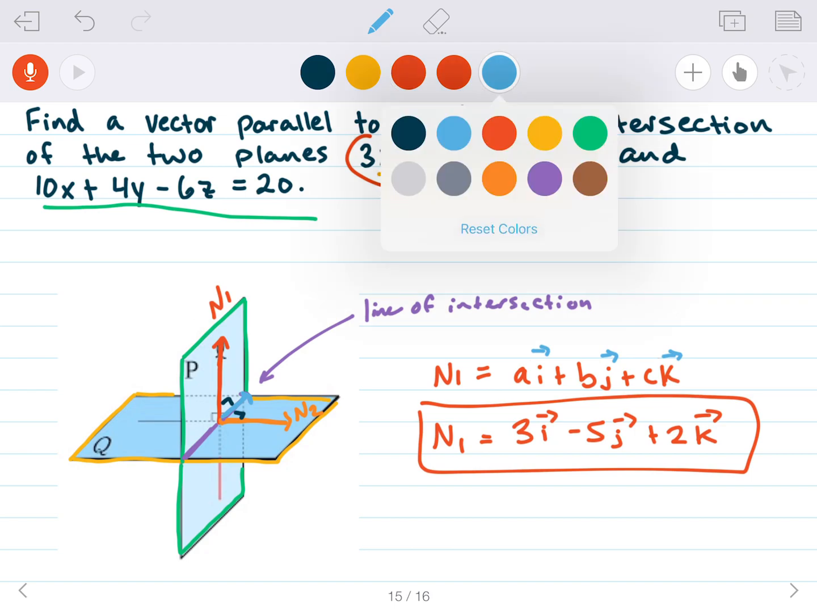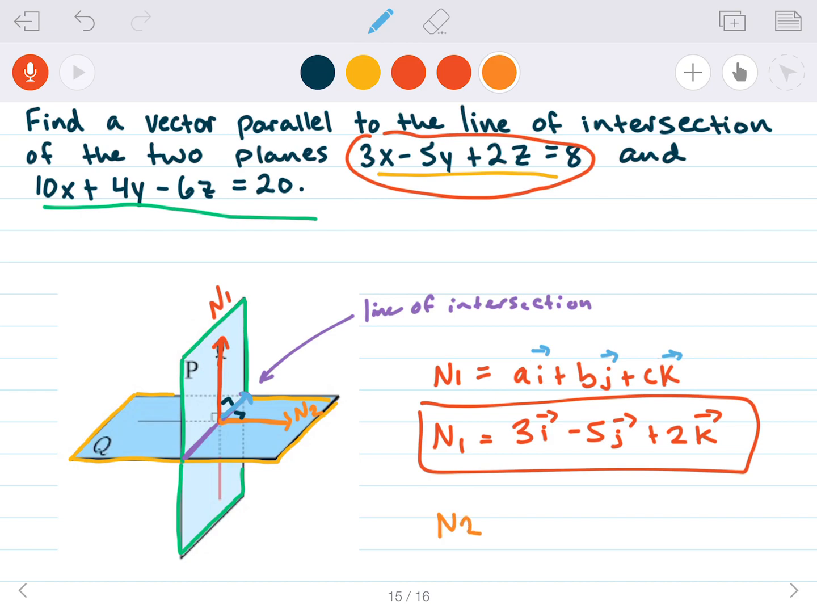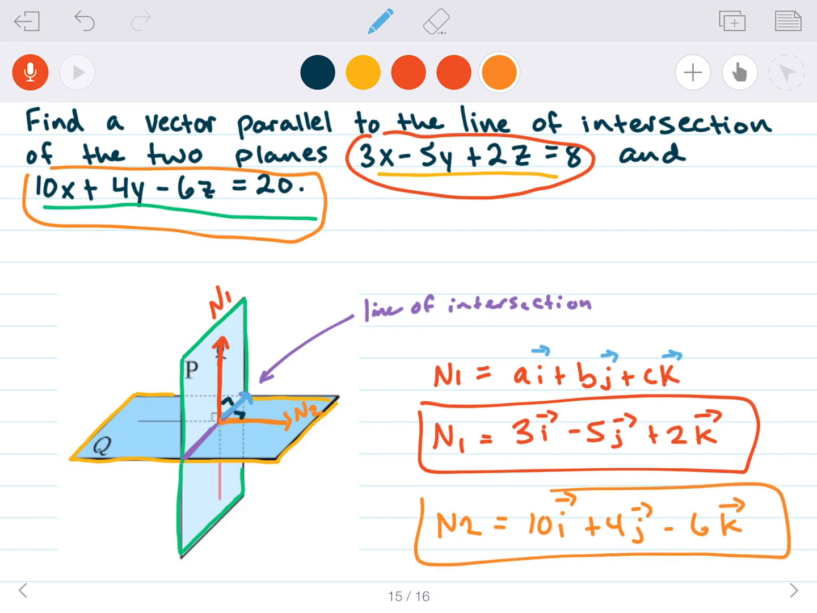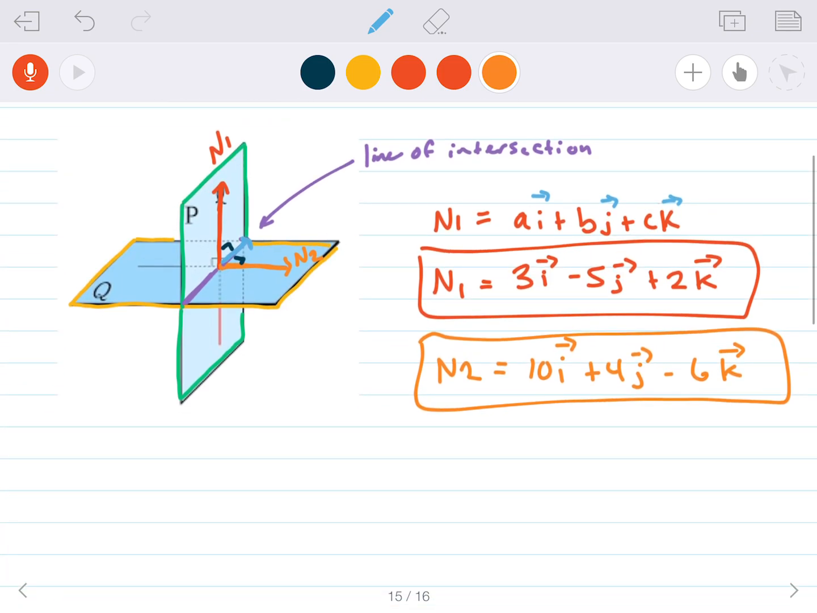Now for N2, same idea. This time we are looking at this plane, right, because it's normal to this green plane. And so for N2, we have 10i plus 4j minus 6k. Okay, so now the idea is that we take the cross product of these. And again, the cross product is just spitting out a vector that is perpendicular to both of those guys. And so it's going to be parallel to the line of intersection. So let's go ahead and cross them. So we have N1 cross N2.